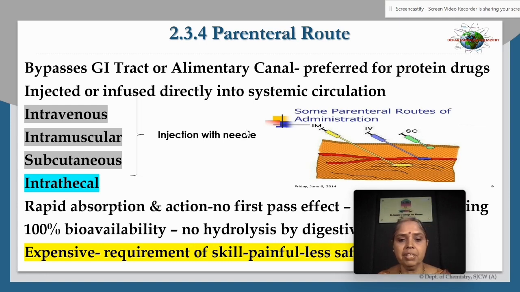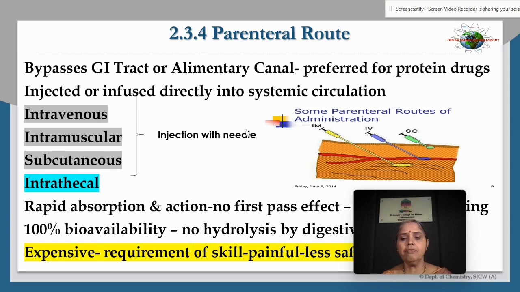Intramuscular is giving the injection into the muscle. Muscle is where you have a lot of muscle mass, like the thighs, the upper arm, and the hips. There it is given in the form of an injection. Then subcutaneous means just under the skin. The drug is introduced just under the skin in the adipose tissue.